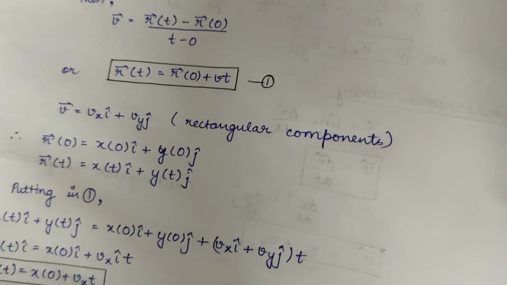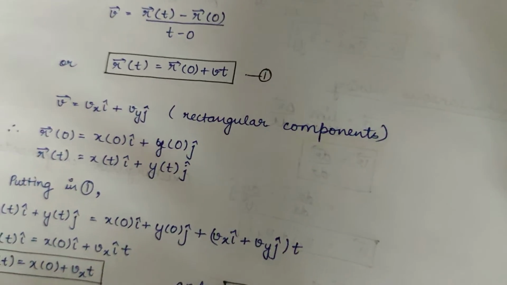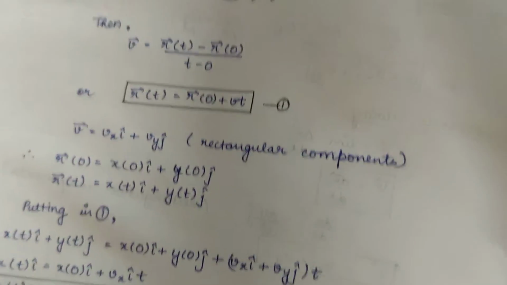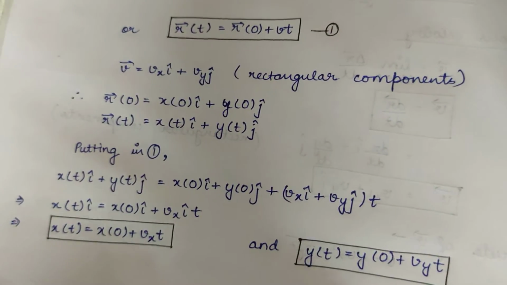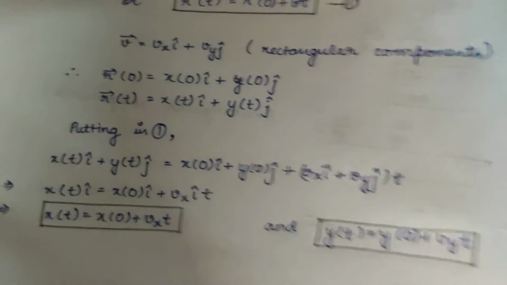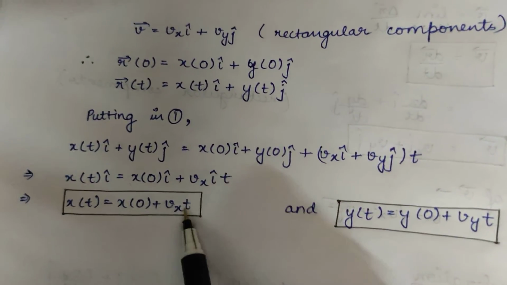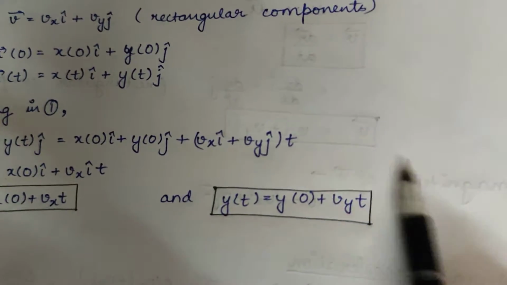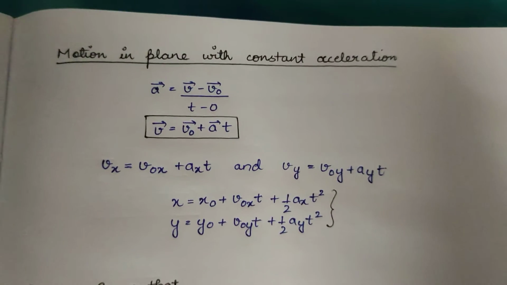Now if we write v in terms of its rectangular components, r vector 0 in terms of its rectangular components, and r vector t in terms of its rectangular components, and put all these in equation number 1, then we get something like this. So from this we will get that x(t) is equal to x0 plus vx t, and y(t) is equal to y0 plus vy t.